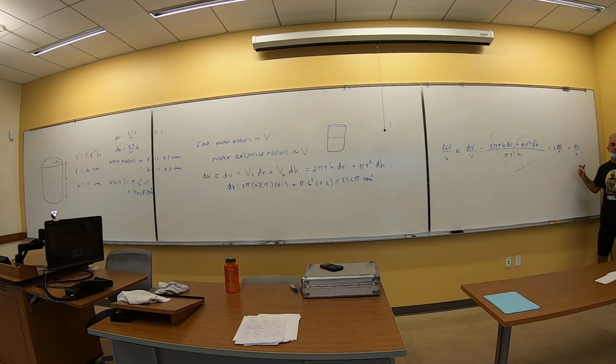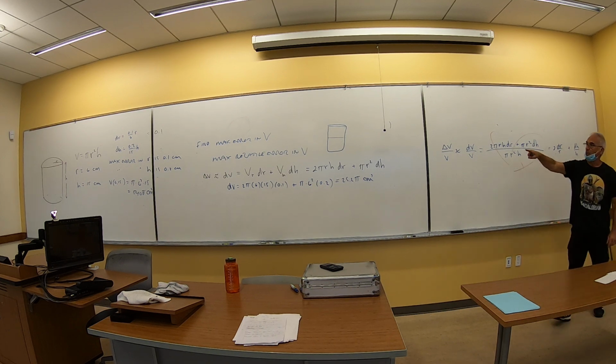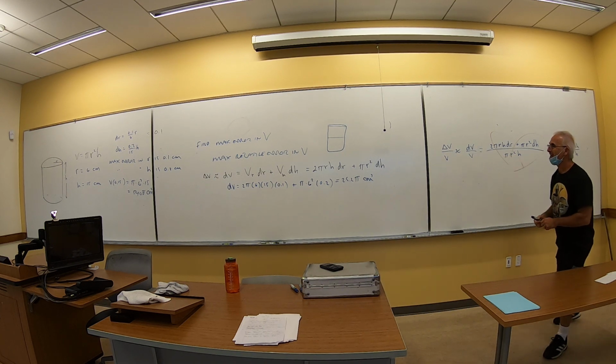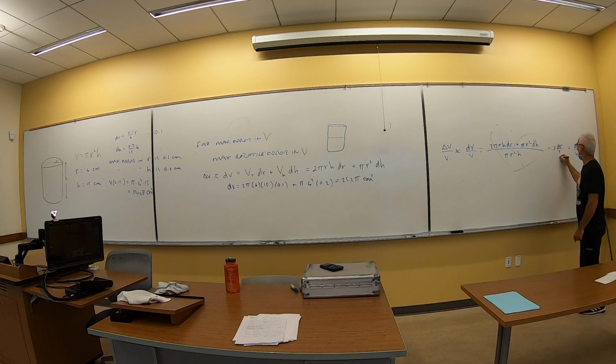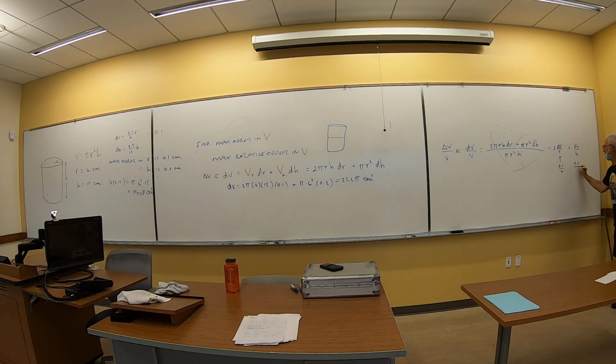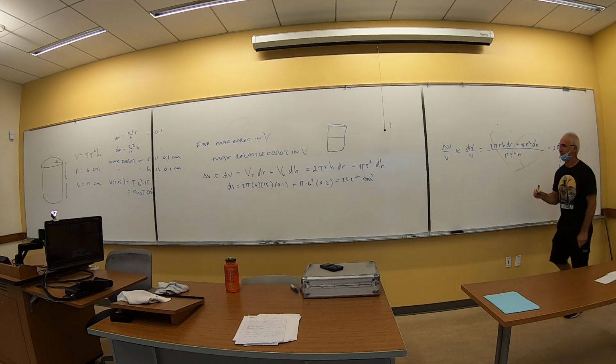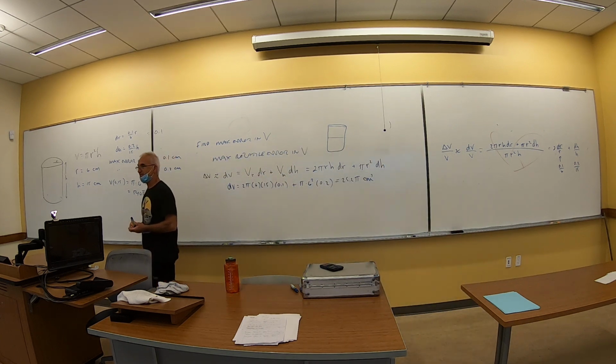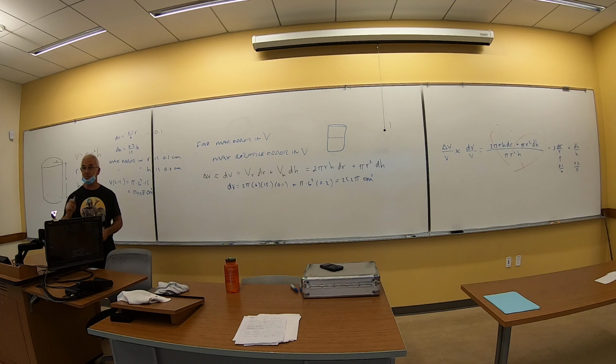dh over h is the percent error in height, and I could just do that calculation easily. Now, go back to the numbers that I used here. Oh, okay, what's dr over r? Isn't that 0.1 over 6? And what's dh over h? Isn't that 0.2 over 15? And then when I do this calculation, I'm going to get the same answer we got here. That's always going to be true. Okay? You all with me on this?